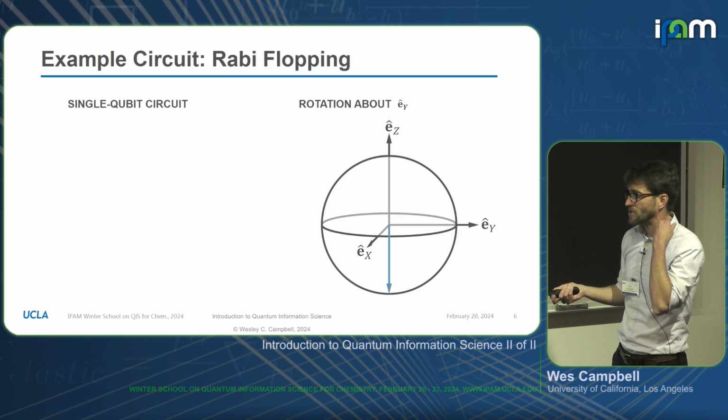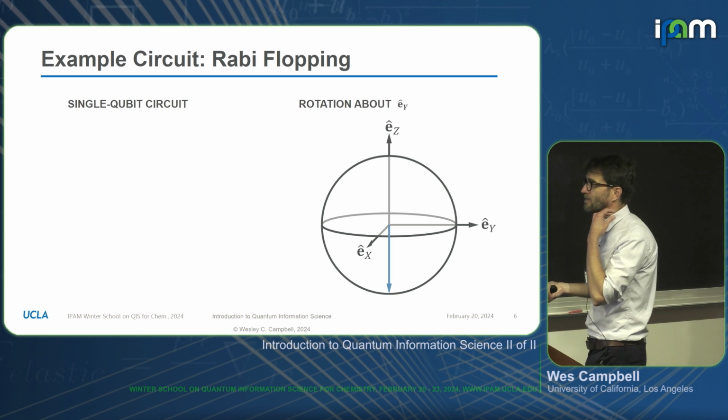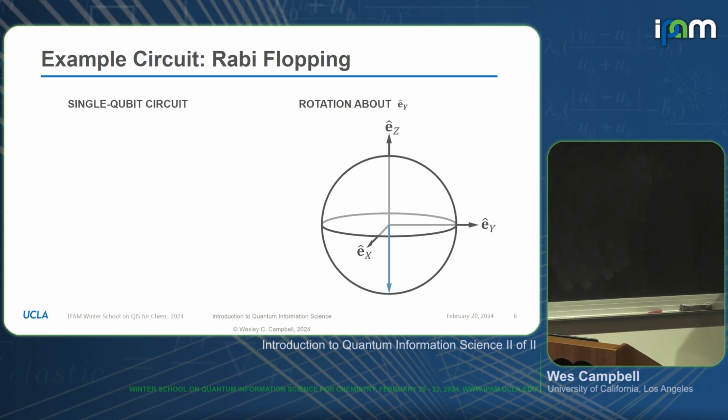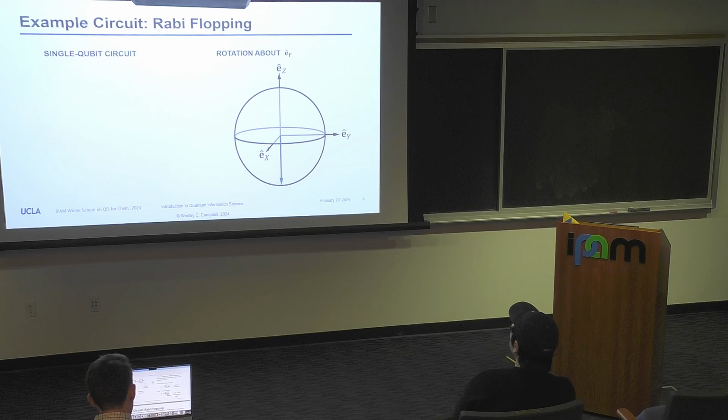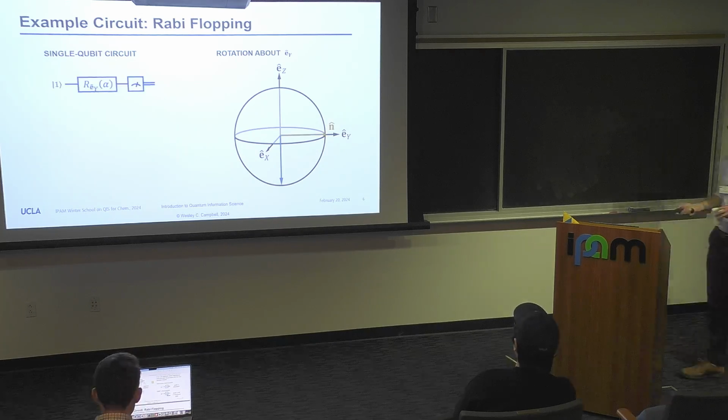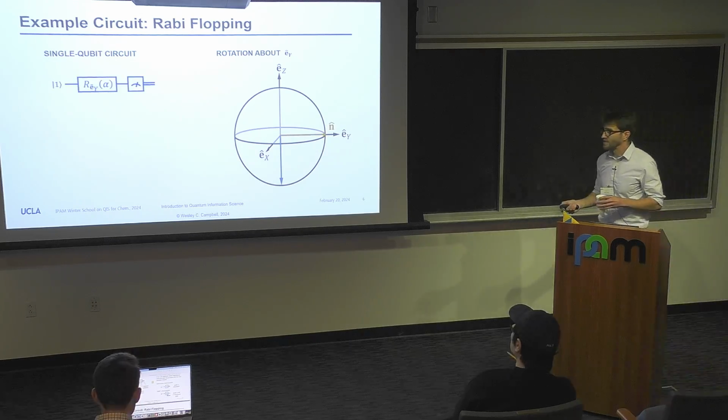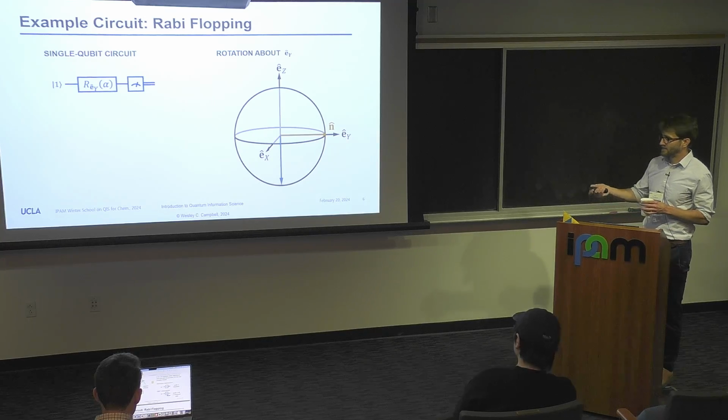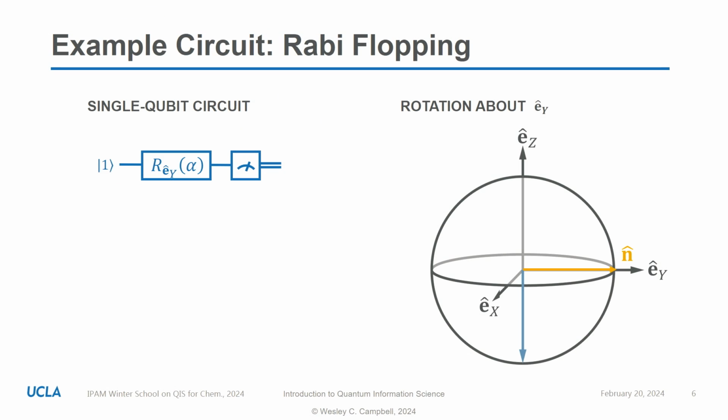Okay, so we're going to do an example circuit, and this is going to exhibit something called Rabi flopping. We are going to have a single qubit. We'll initialize it on the south pole, so it's going to be in the 1 state. We're then going to perform a rotation about the y-axis of the Bloch sphere through some angle alpha. Then we're going to measure it in the z basis and see what we get.